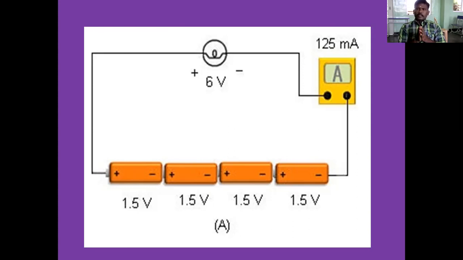So this connection is called an end-to-end connection. End-to-end means the negative terminal of one cell is connected with the positive terminal of the other cell. That's all. So this combination is called cells in series. Here also, that combination is called a battery.